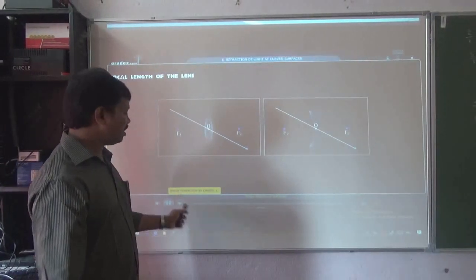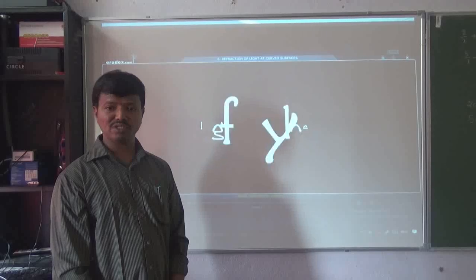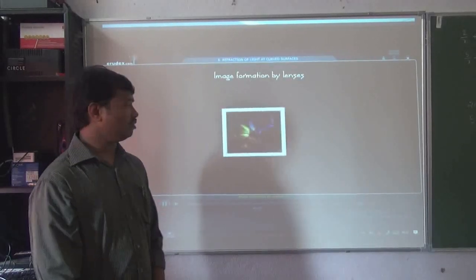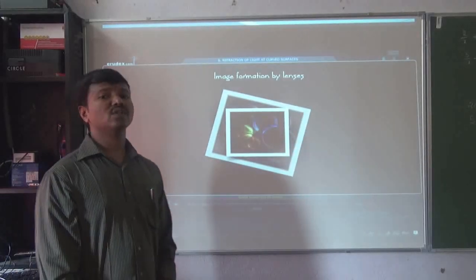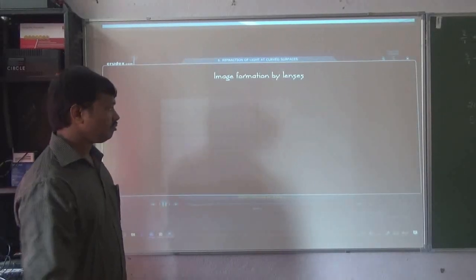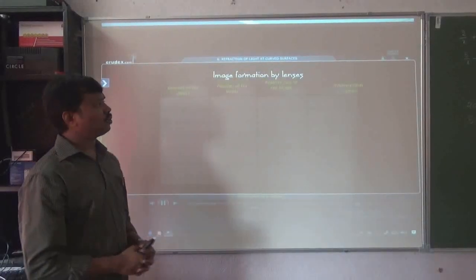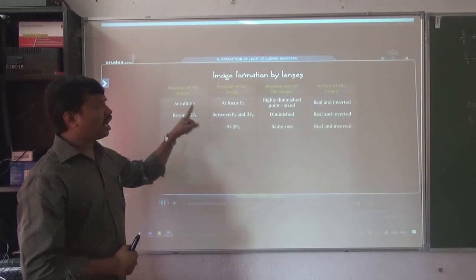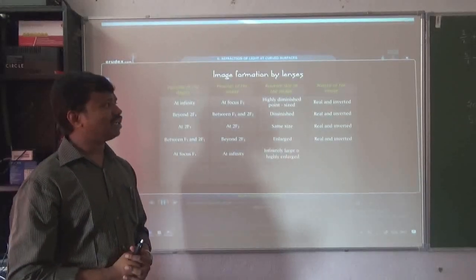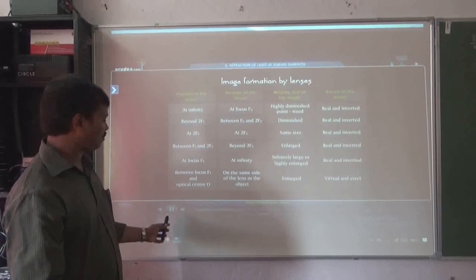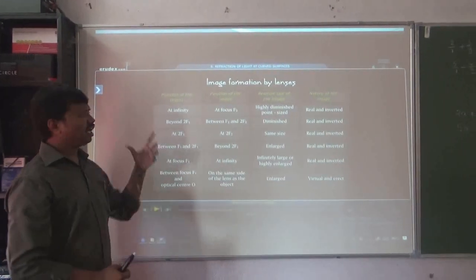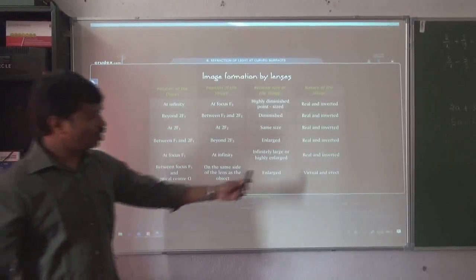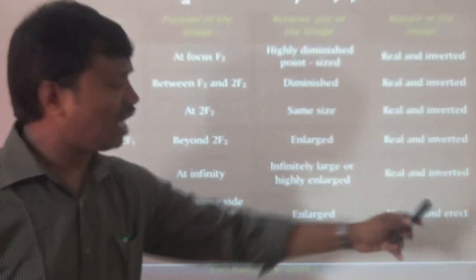Now again, what is image formation by lenses? How is the image formed in the case of a convex lens and also a concave lens? Now the different situations: the object is situated at different positions, such as the object at infinity, and we consider the position of the image, the relative size of the image and the nature of the images. These are important. Is it real and inverted, or erect?